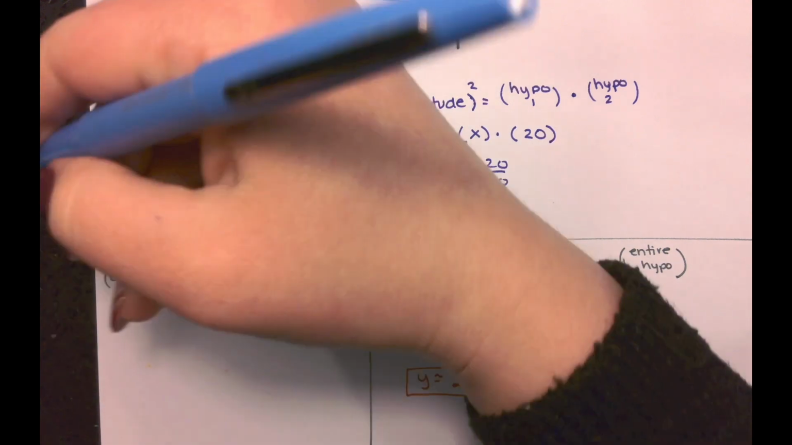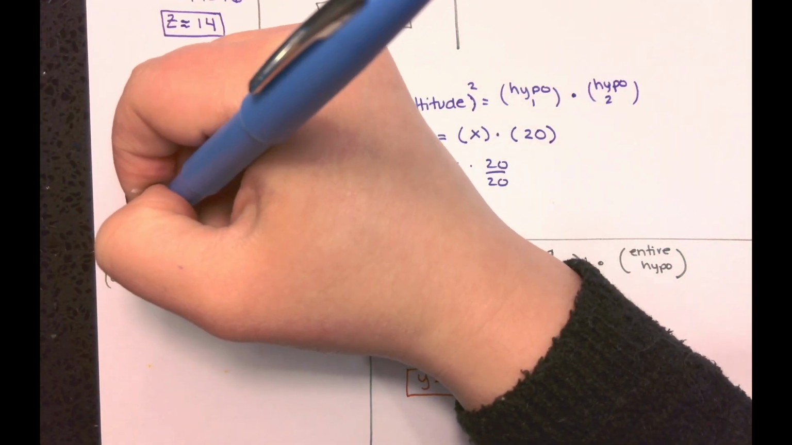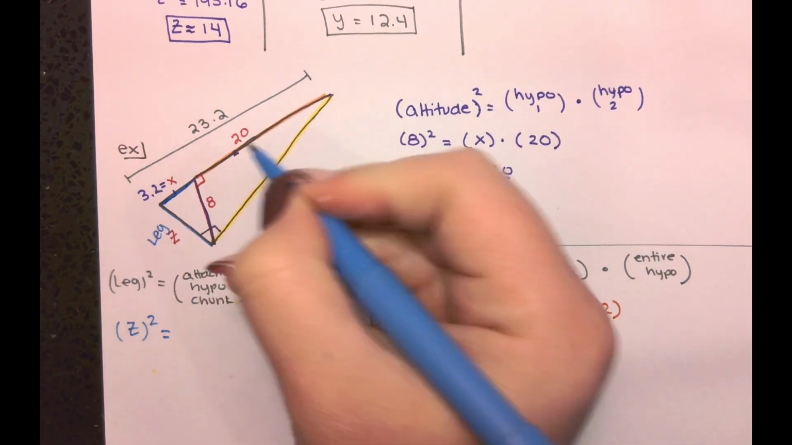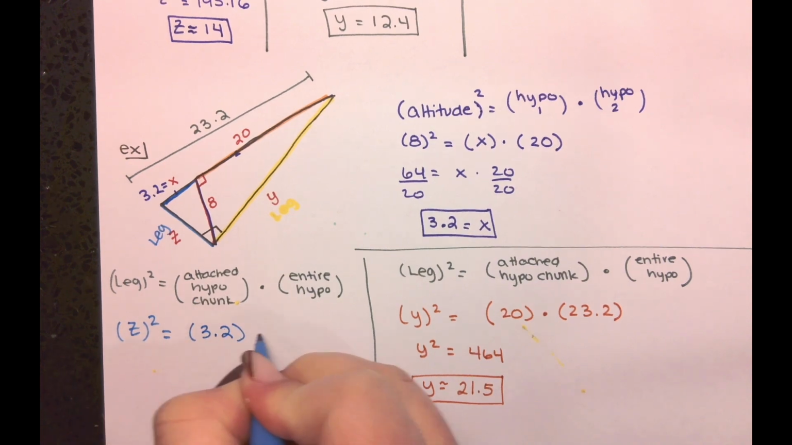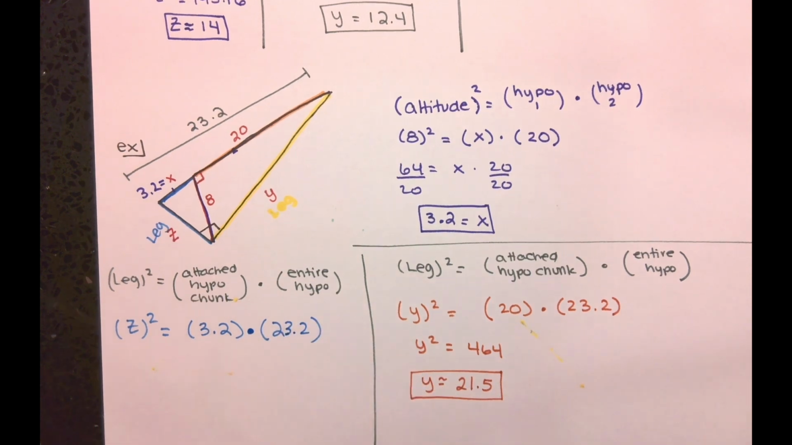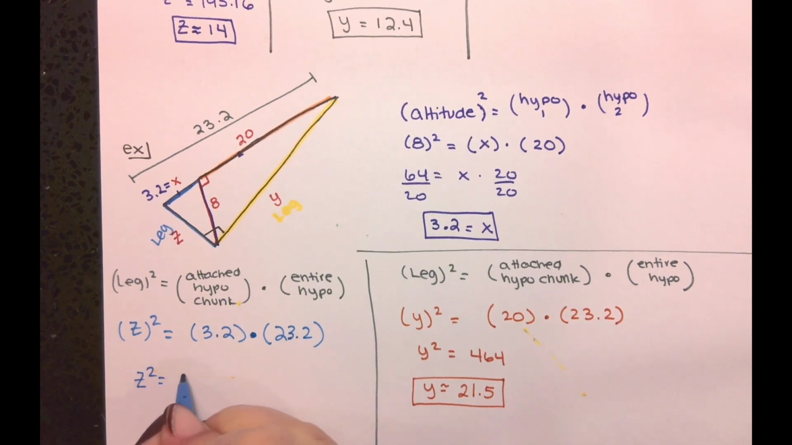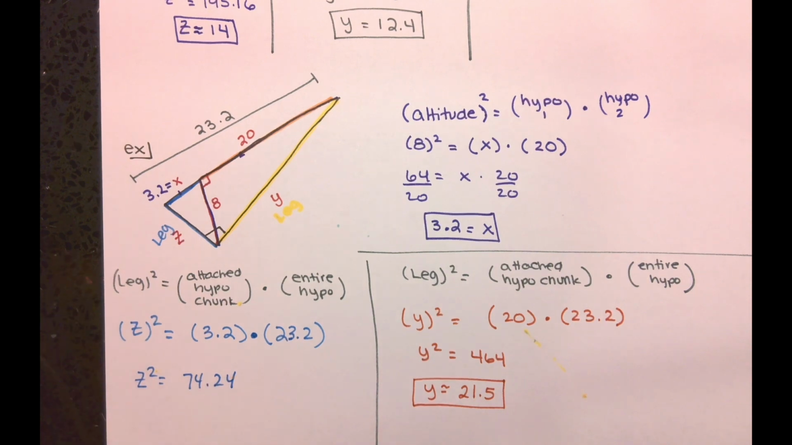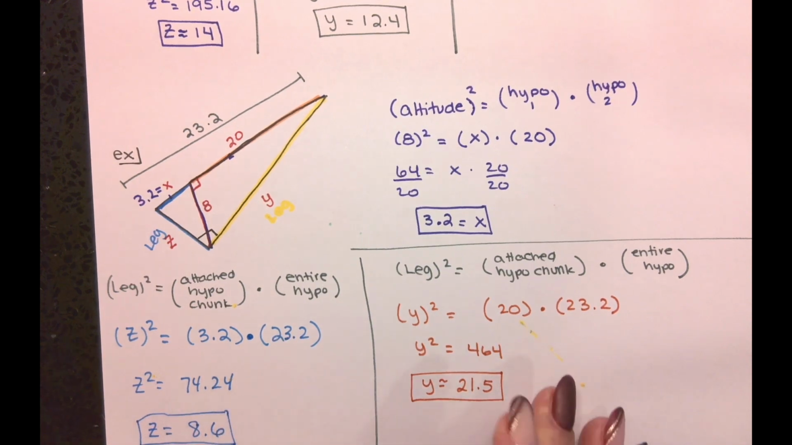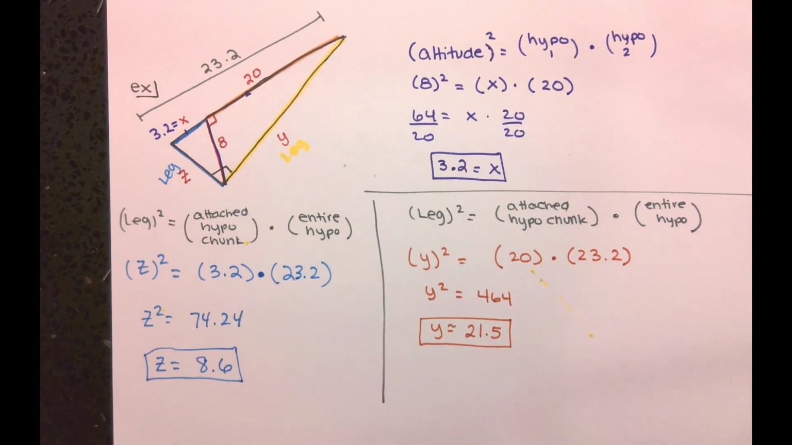All right, so now we're doing this leg. So that means we have z squared. The attached hypotenuse chunk is 3.2, and the entire hypotenuse is 23.2. So we have 3.2 times 23.2. It gives me 74.24. Again, not the prettiest. Expect decimals because the worksheet that we are working on right now is all asking for rounding. And we got 8.6.